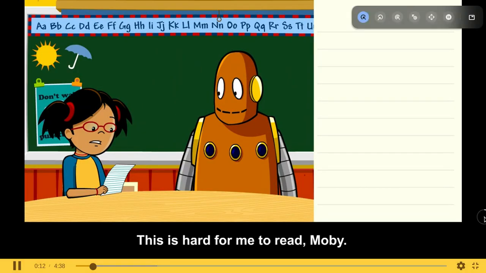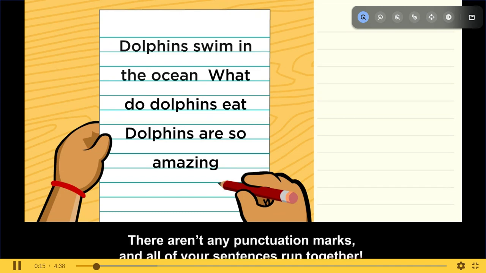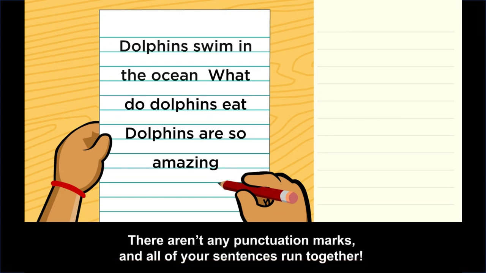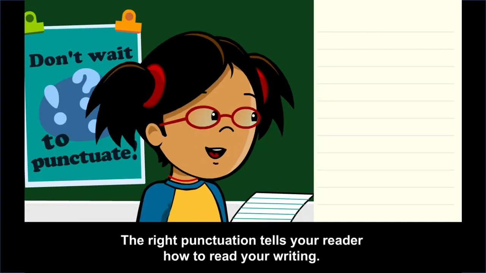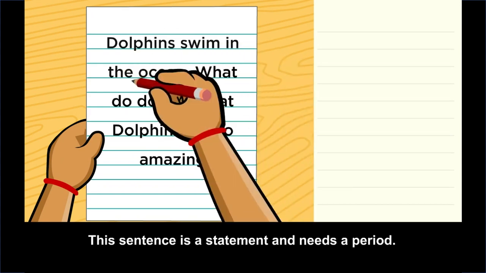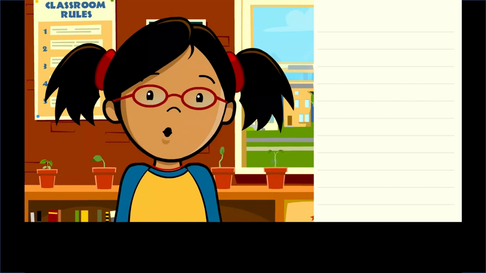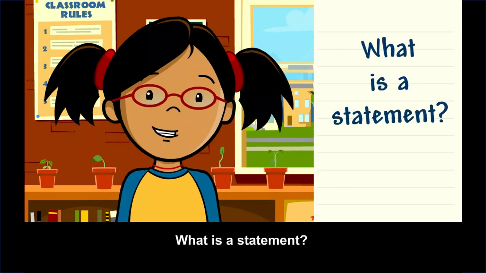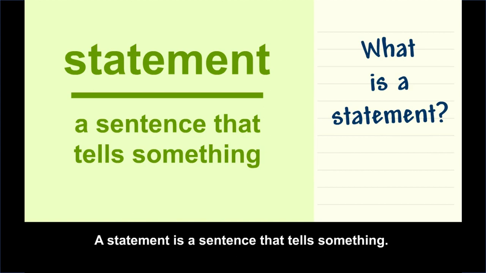This is hard for me to read, Moby. Oops, sorry, guys. There aren't any punctuation marks, and all of your sentences run together. The right punctuation tells your reader how to read your writing. This sentence is a statement and needs a period. What is a statement? A statement is a sentence that tells something.